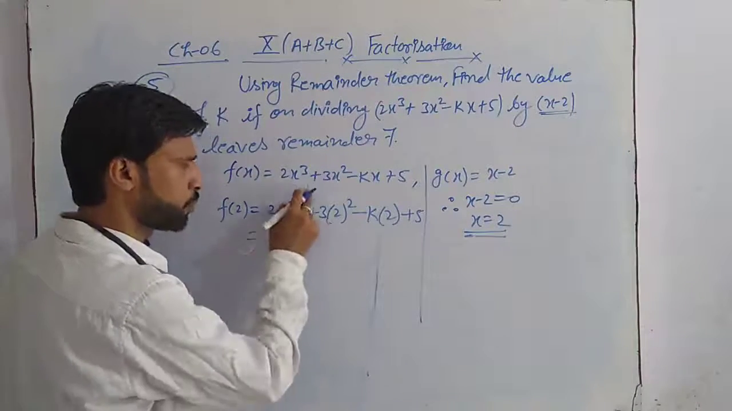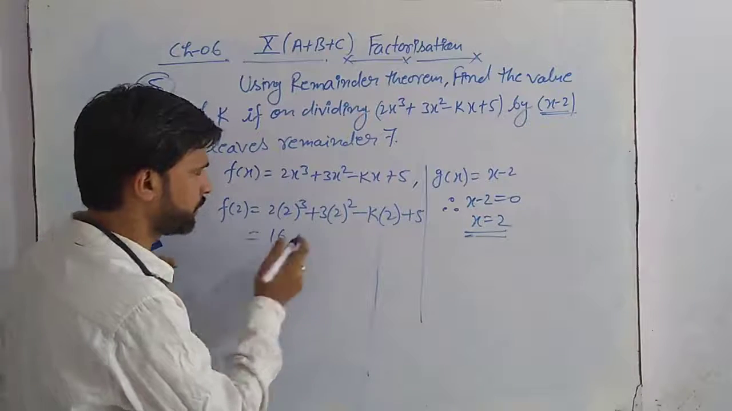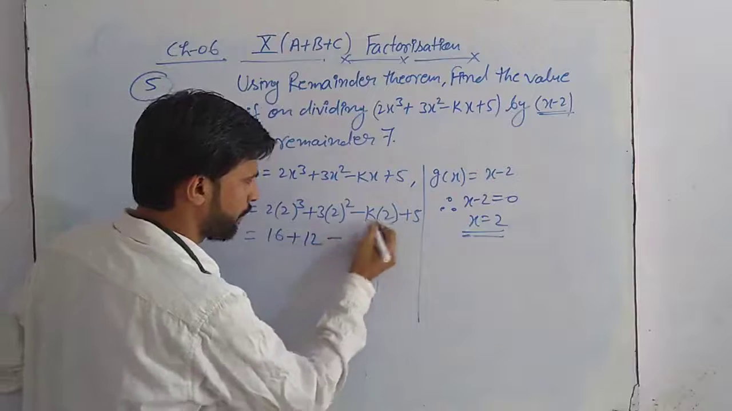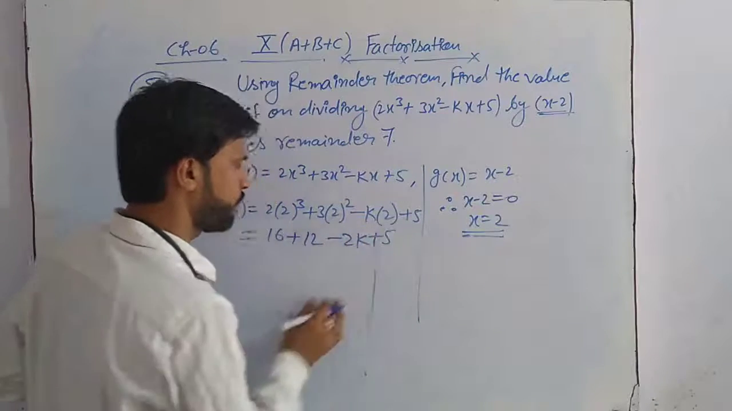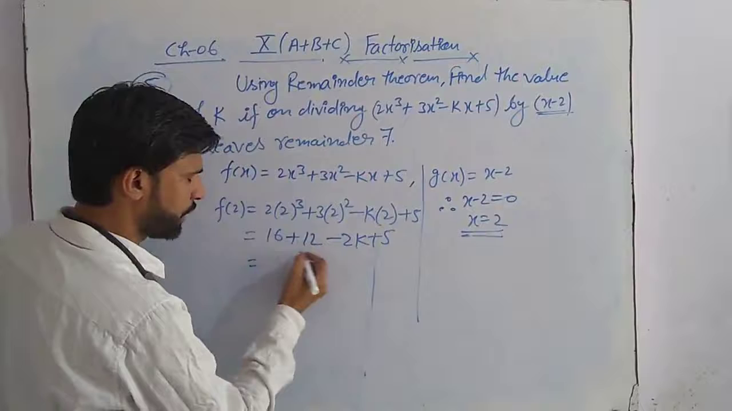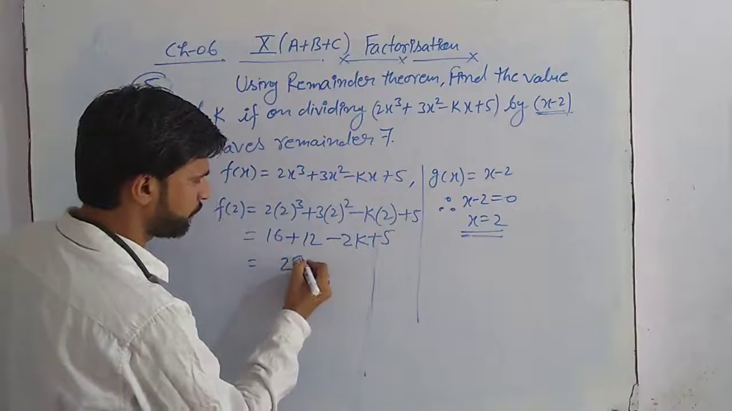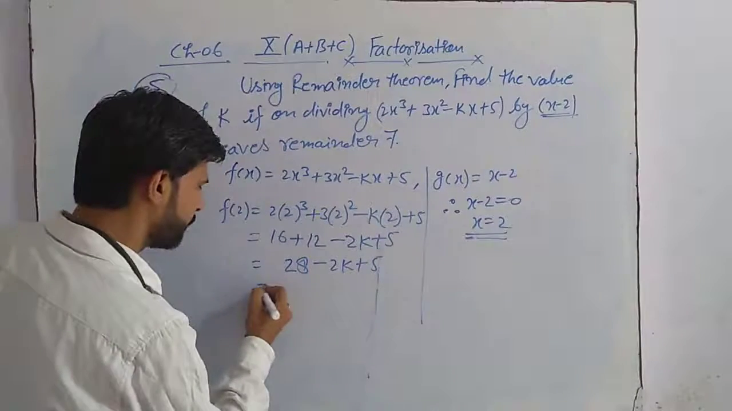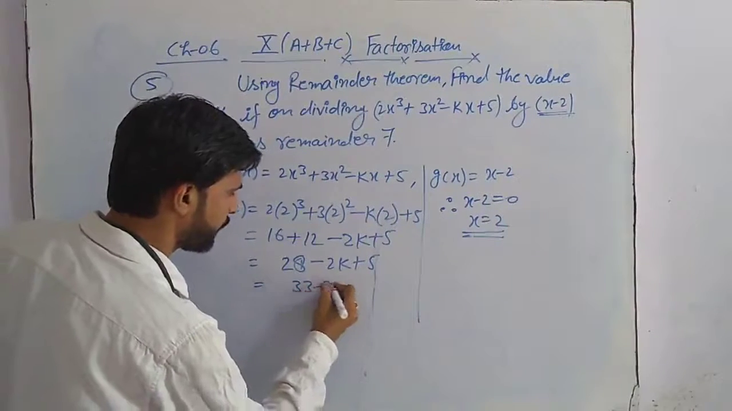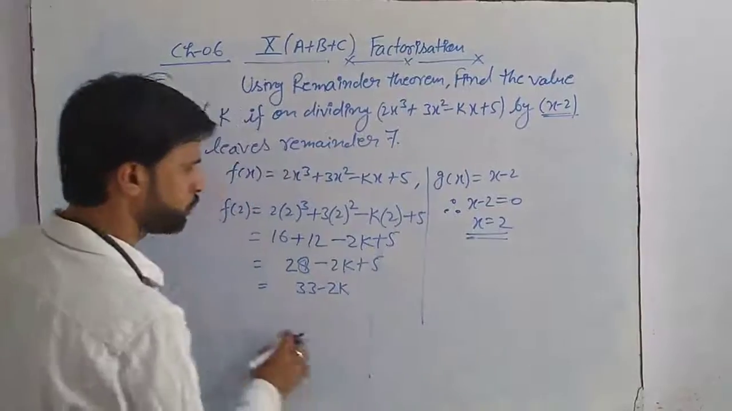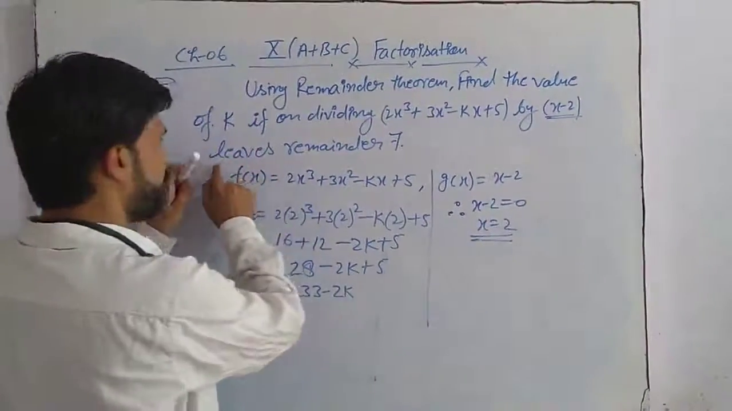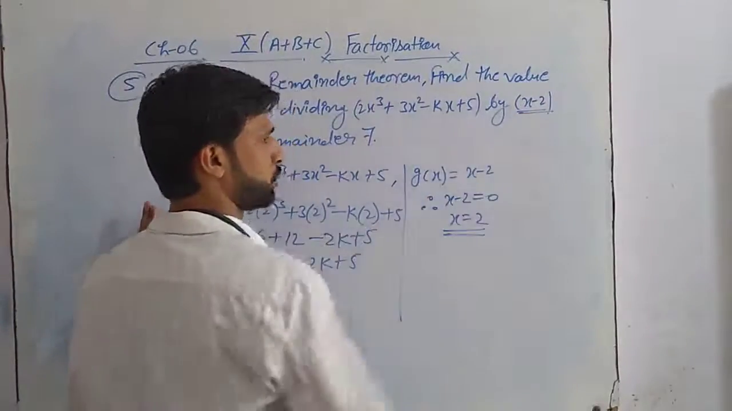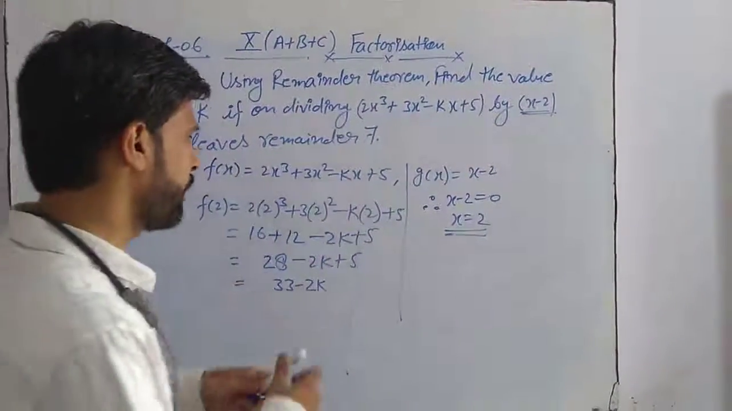Now the value: 2 to the power 3 is 8, 8 times 2 is 16, plus 2 to the power 2 is 4, 4 times 3 is 12, minus 2k plus 5. Now 16 plus 12 is 28, minus 2k plus 5, that is 33 minus 2k. Now according to the question, when the given function is divided by x minus 2, the remainder is 7.